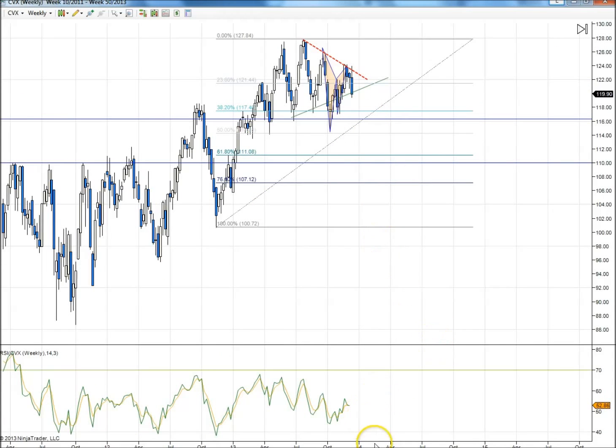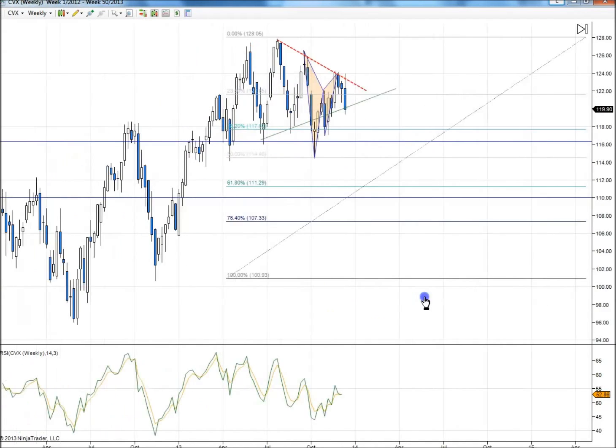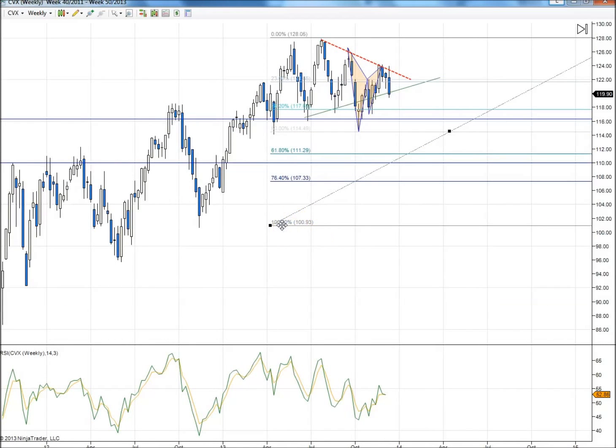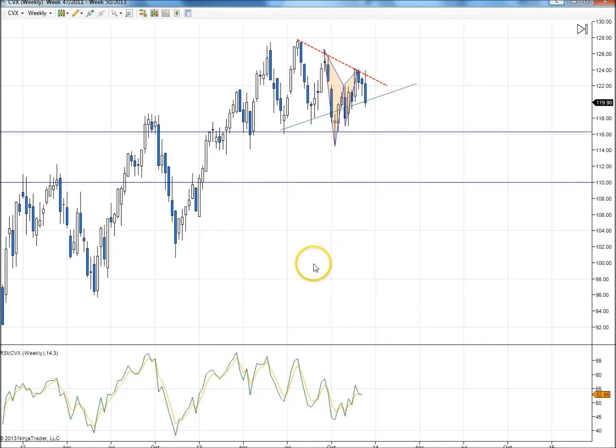Okay, the weekly chart shows us, let's remove this fib level. Okay, the weekly chart shows us two options.